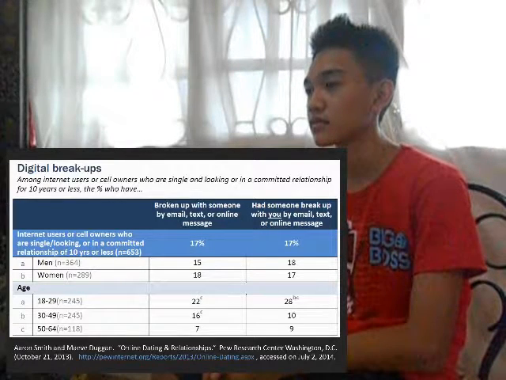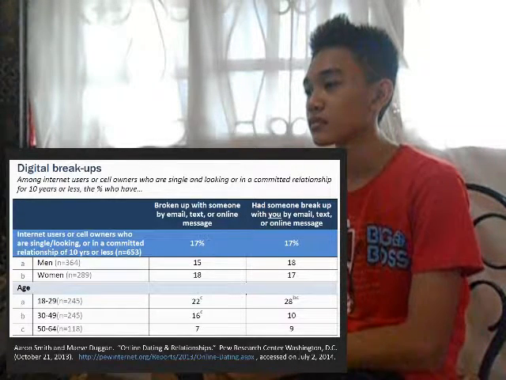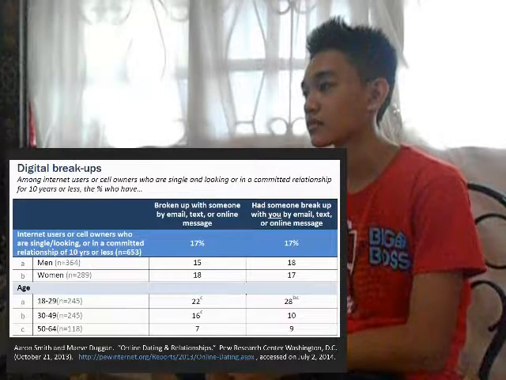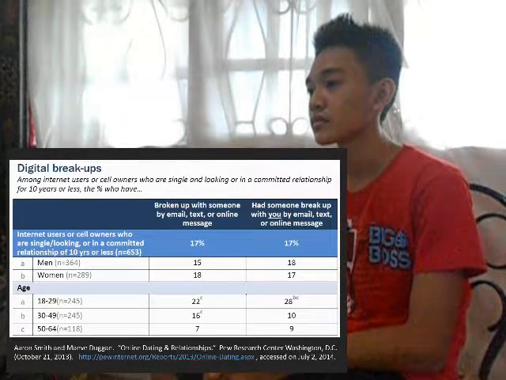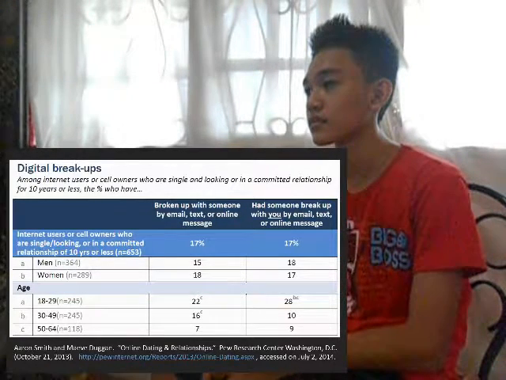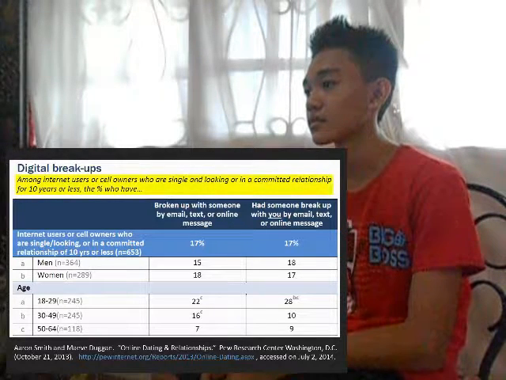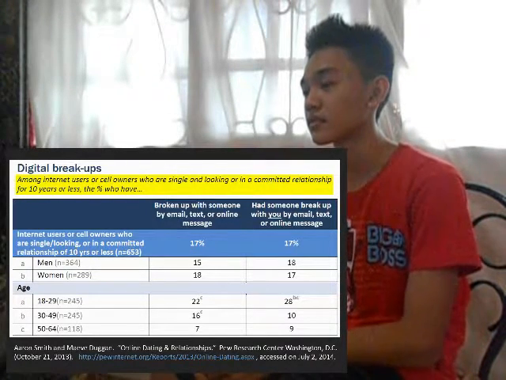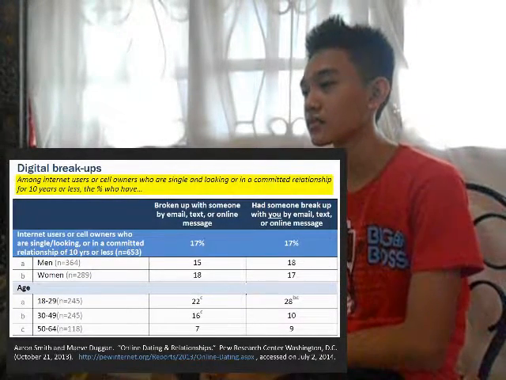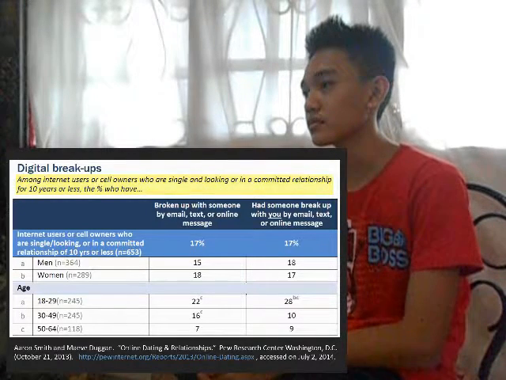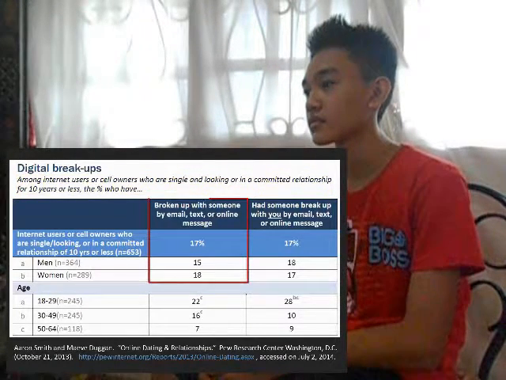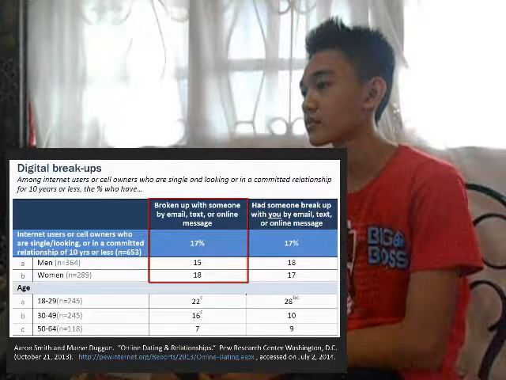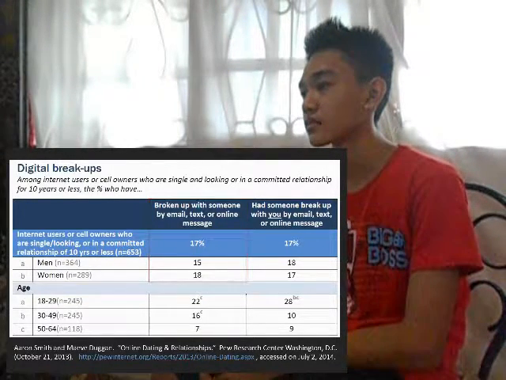Now here's an example of a summary table that was included in the online dating and relationships report. This table has to do with digital breakups. At the top here, we can see that the only people included in this portion of the study were internet users or cell phone owners who were single and looking or in a committed relationship for 10 years or less. Then if we look right here, we can see the percentage of those people surveyed who broke up with someone by email, text, or online message.